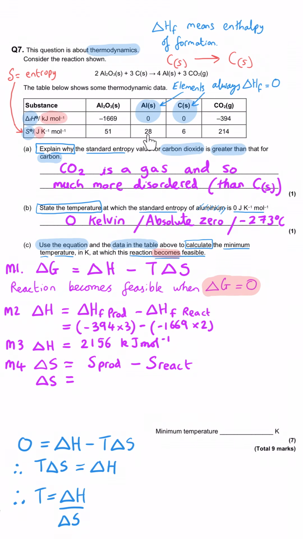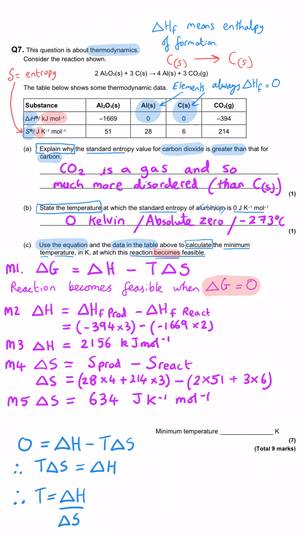So we need to take the aluminium's 28 and multiply it by 4, add it to the 214 for carbon dioxide multiplied by 3. That is the sum of the entropy of our products. And the sum of the entropy of the reactants is 2 multiplied by 51, and then 6 multiplied by 3. And when we calculate that, we get an entropy change of 634 joules per Kelvin per mole. So definitely an increase in entropy as this reaction happens.